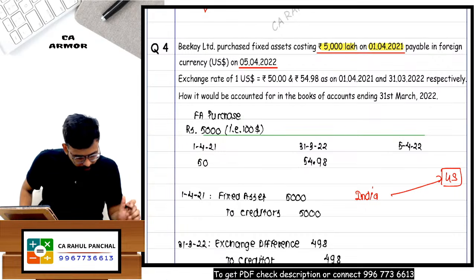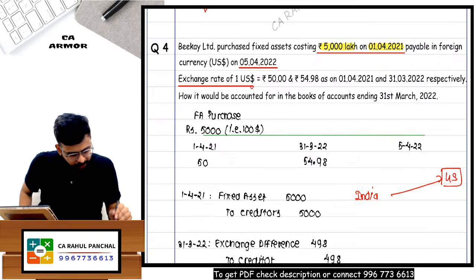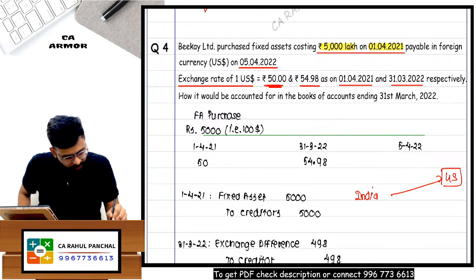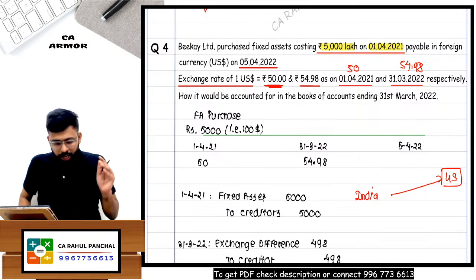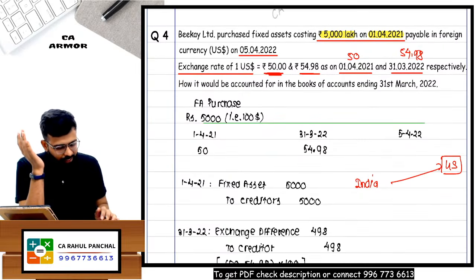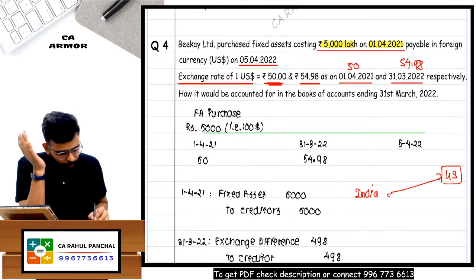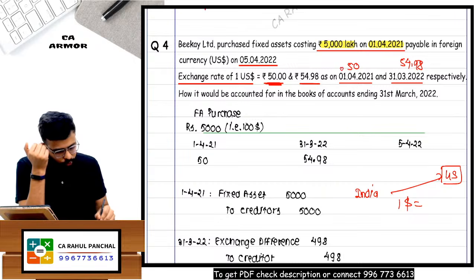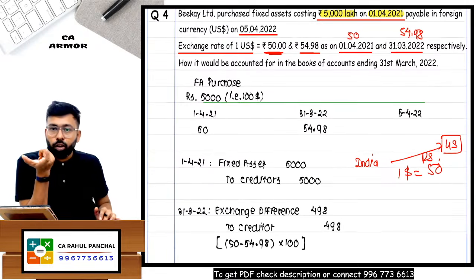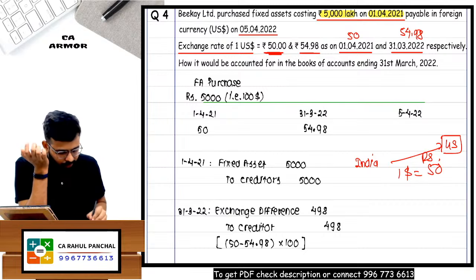If you see the exchange rate, it is 50 rupees on this date, and on 31st March it is 54.98. Now try to understand. On the very first day when I bought the asset, the exchange rate was $1 equal to 50 rupees. I need to find how many dollars that bill was. It is just to confuse you that it is given like this.